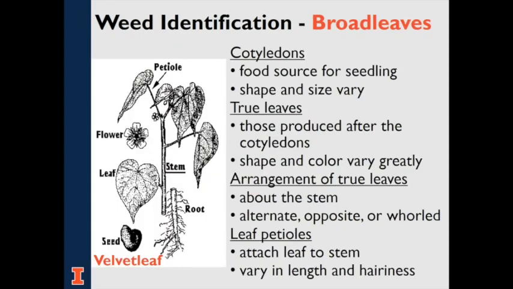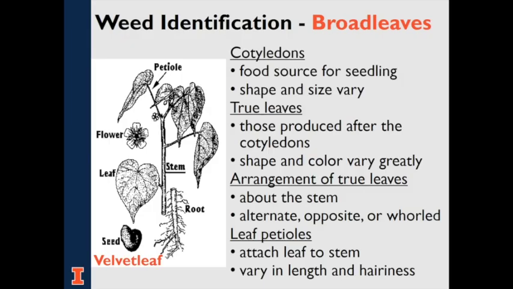Broadleaves are generally easier to identify than grasses due to the structural differences among species being greater and more obvious. Cotyledons may or may not be present, but they are always oppositely arranged. True leaves are produced after the cotyledons and may be a different shape than the cotyledons. The leaves of this velvet leaf plant are heart-shaped, softly hairy, large, and have a distinct odor. The arrangement of the true leaves can be alternate, opposite, or whorled. The leaves of this velvet leaf plant are alternate on the stem.